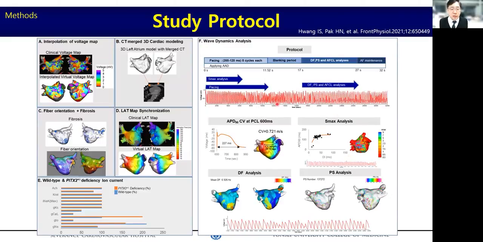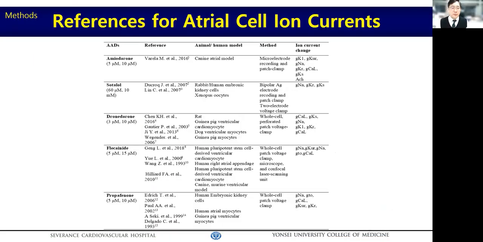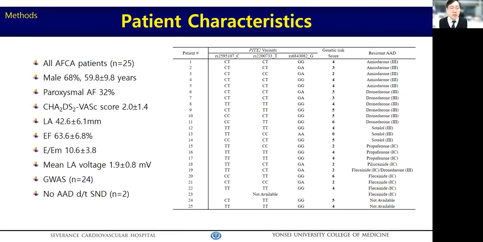After induction of virtual AF, we analyze dominant frequency, phase singularity, or the AF cycle length after 5 seconds of blanking period. Then we apply the virtual antiarrhythmic drug ion current characteristics to ongoing virtual atrial fibrillation. We applied 5 different virtual antiarrhythmic drugs with high and low doses, depending on the ion current changes referenced in the previous studies. And although we reflected human cell data, some virtual antiarrhythmic drug effects were adopted from animal atrial cell studies.